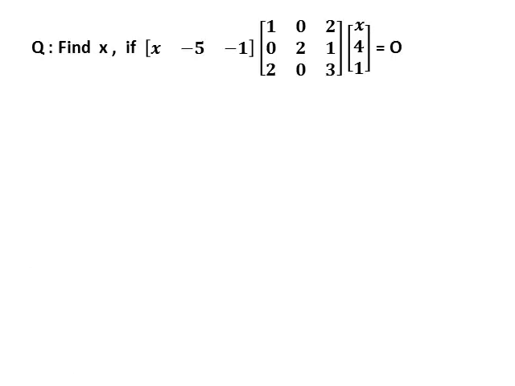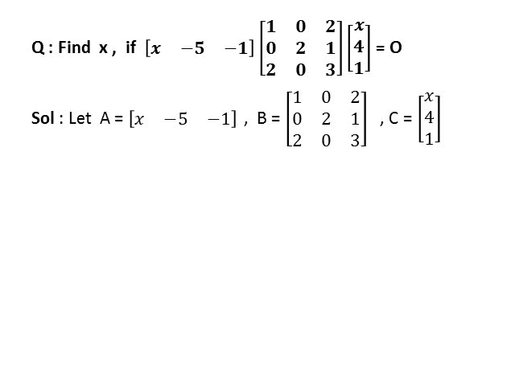Moving to the next question. In this question, product of three matrices is equal to null matrix O. It is given. We have to find x. For convenience, let's denote the matrix with the elements x, minus 5, minus 1 with A, next matrix of order 3 by 3 with B, and third matrix of order 3 by 1 with C.